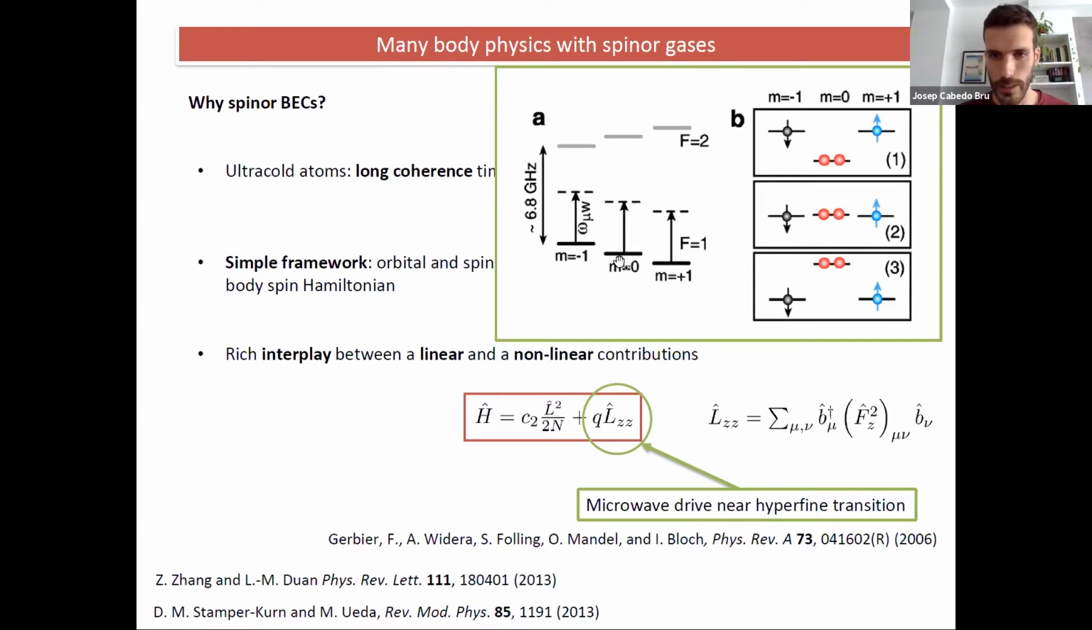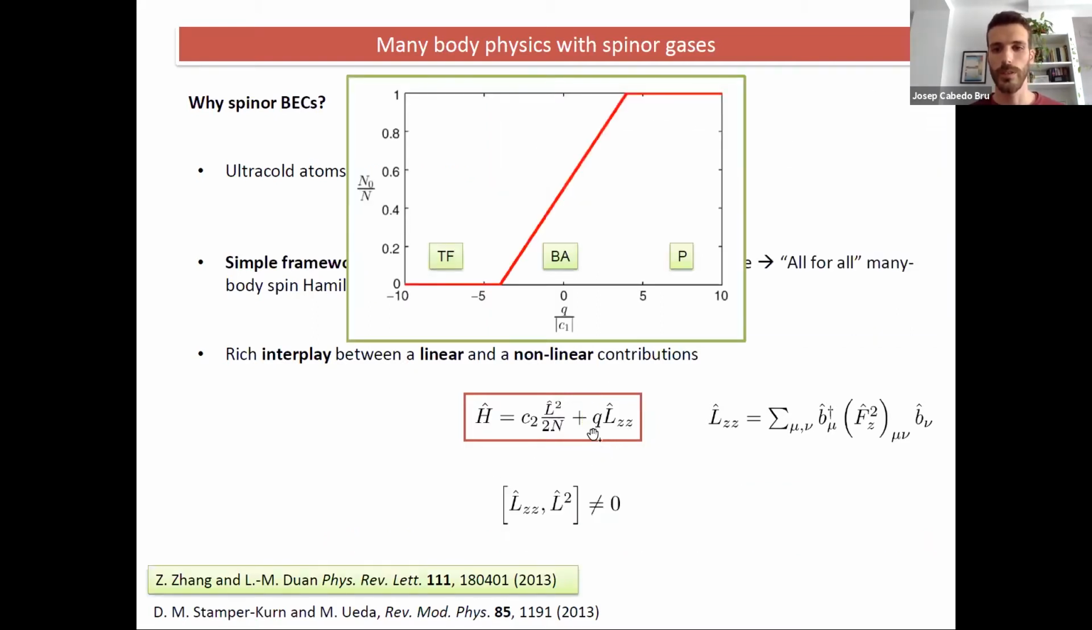The dressed states can then have their energies controlled independently, in a way setting this effective quadratic Zeeman shift that can take both positive and negative values. Already the interplay between these two terms can give rise to an interesting many-body quantum ground state phase diagram, which includes phases that are highly entangled. That phase diagram will appear later on.